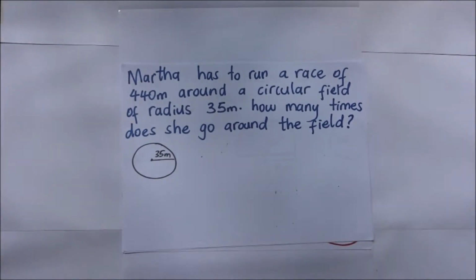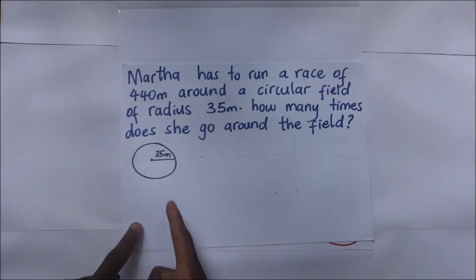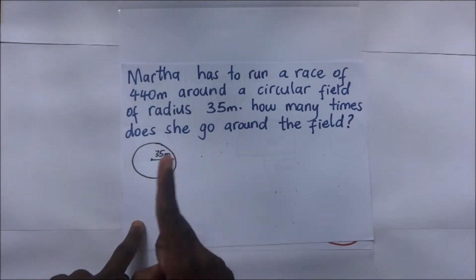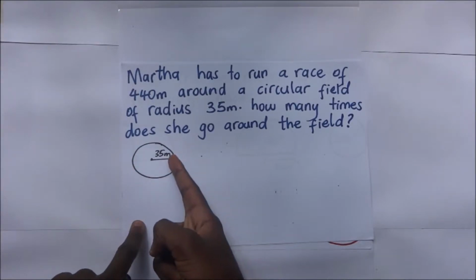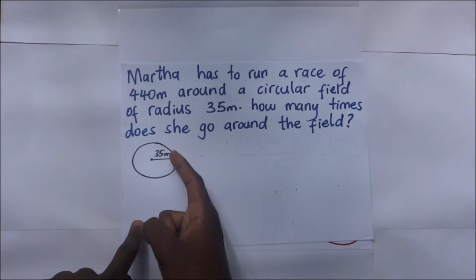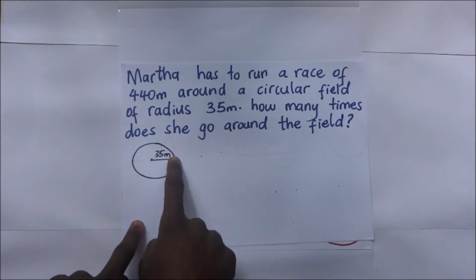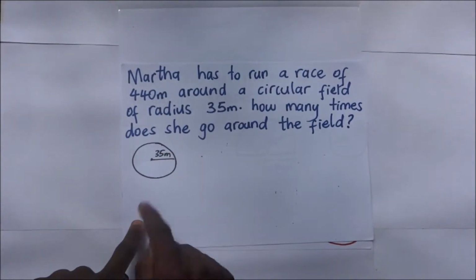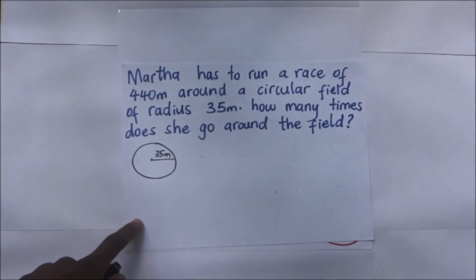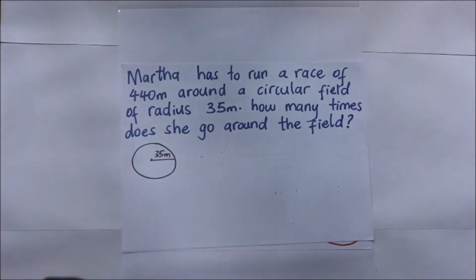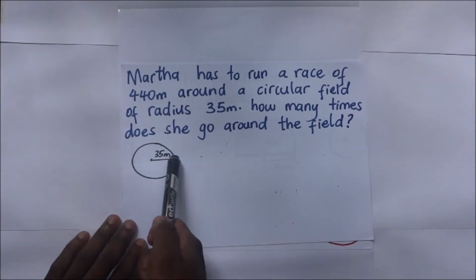So what we do here, we need to first find the distance. How long will she run if she runs around it once? Then if we know how long the distance is when she goes around it once, we will be able to find how many times she will be able to run around it in a race that is that much.